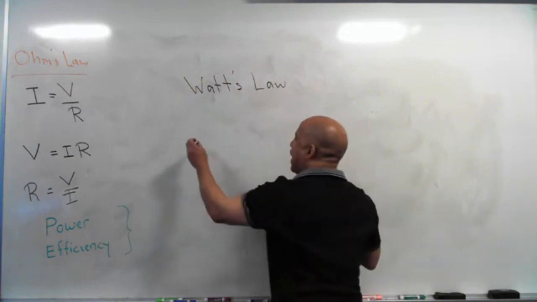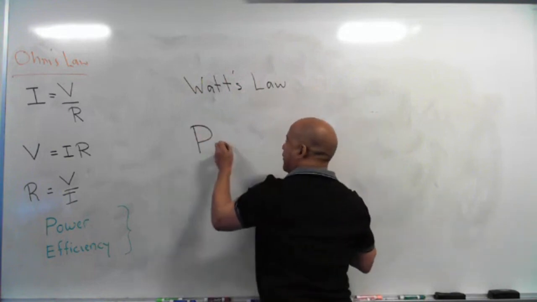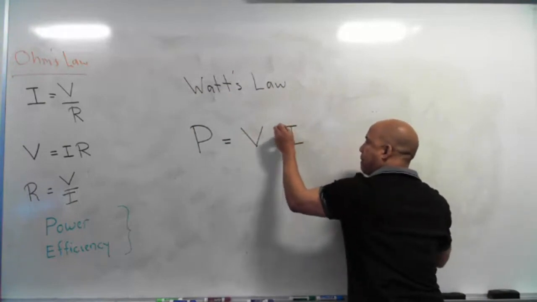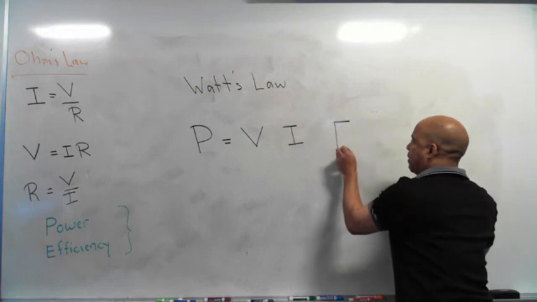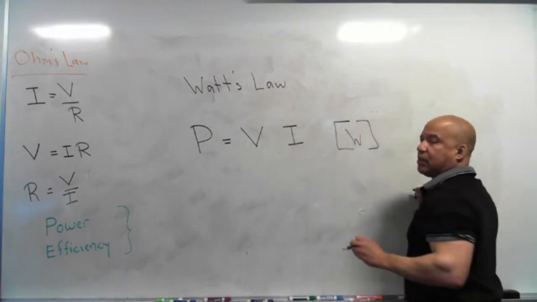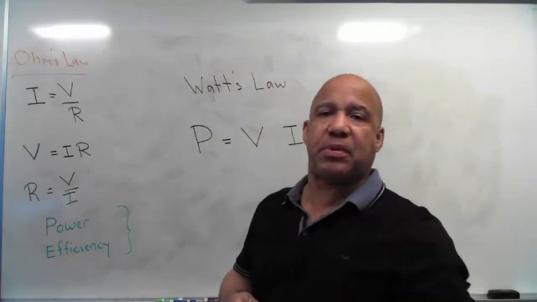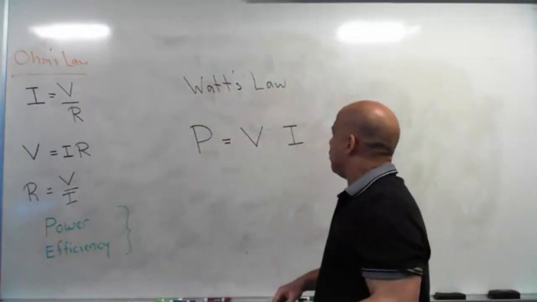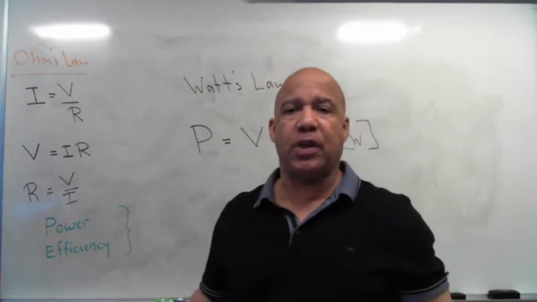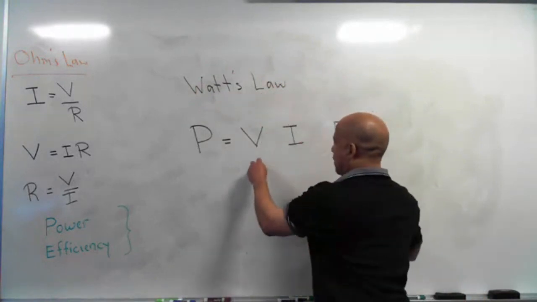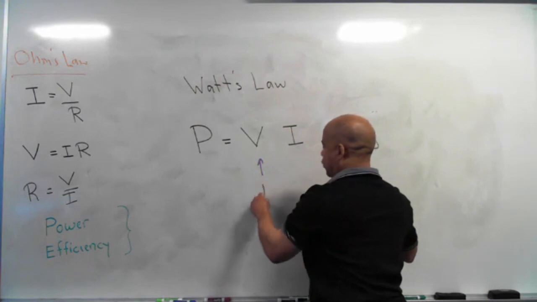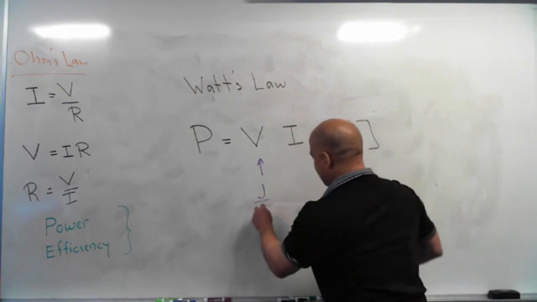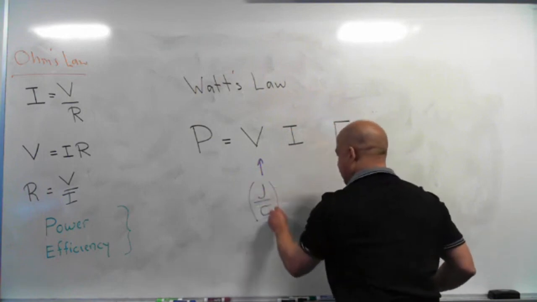Watt's law says that you can get the power if you take the product of voltage and current, and your units would be in watts. P equals V times I. Now let's see if that makes sense. What are the units for volts? A volt is equal to a joule per coulomb. 1 volt is 1 joule per coulomb.